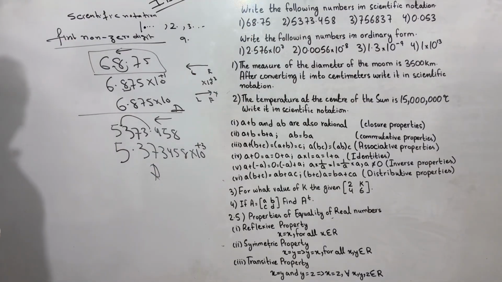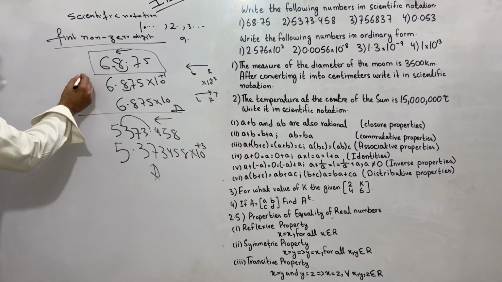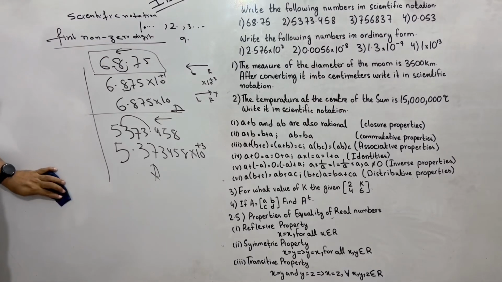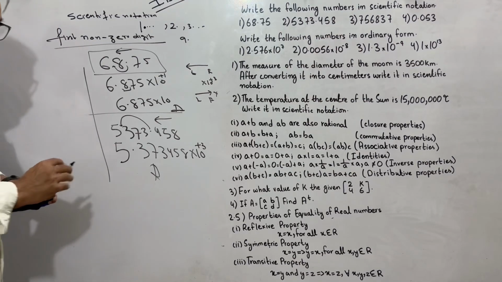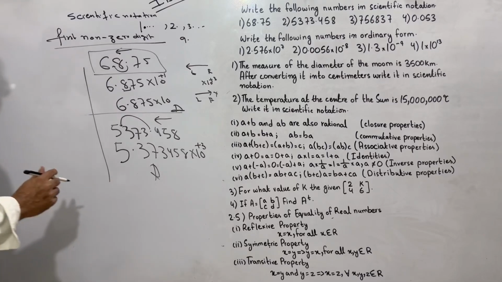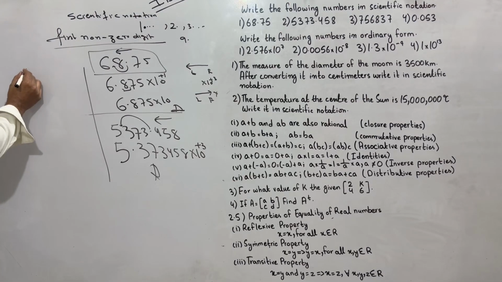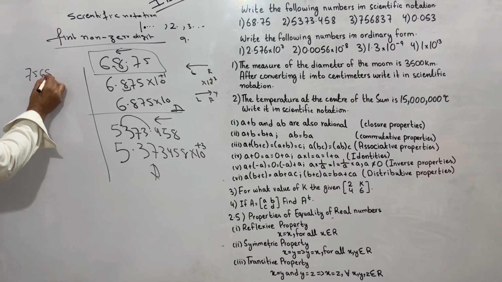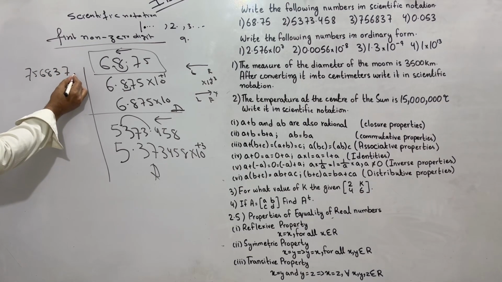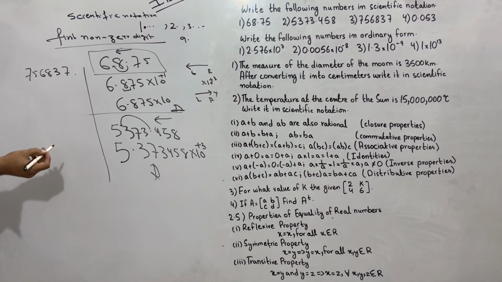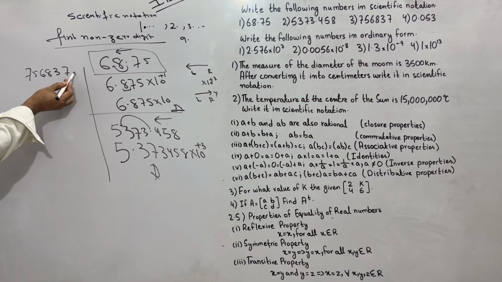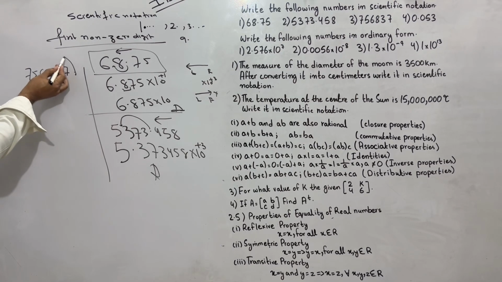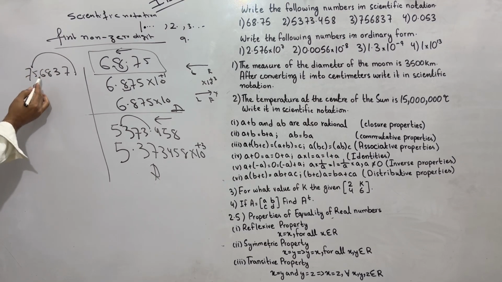Question number 3 reads: change 756,837. There is a full stop, which is to be converted to a decimal. This decimal travels here, after 7 point. After 7, we have to place this decimal.